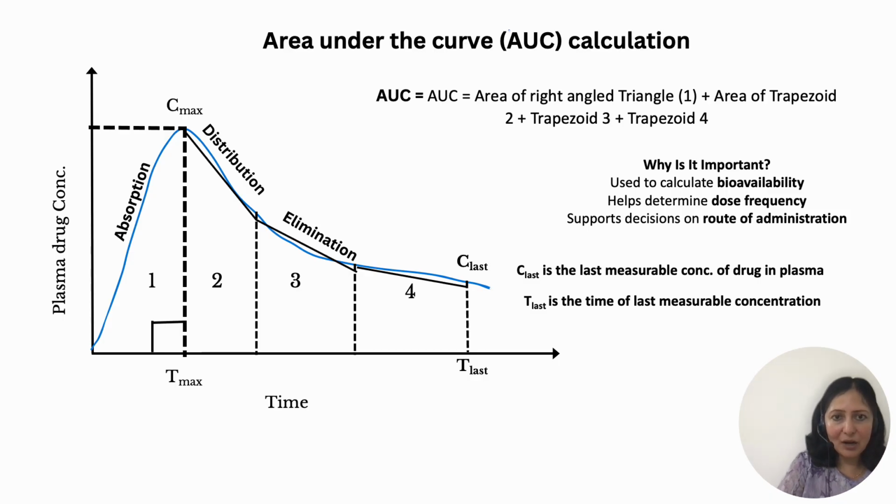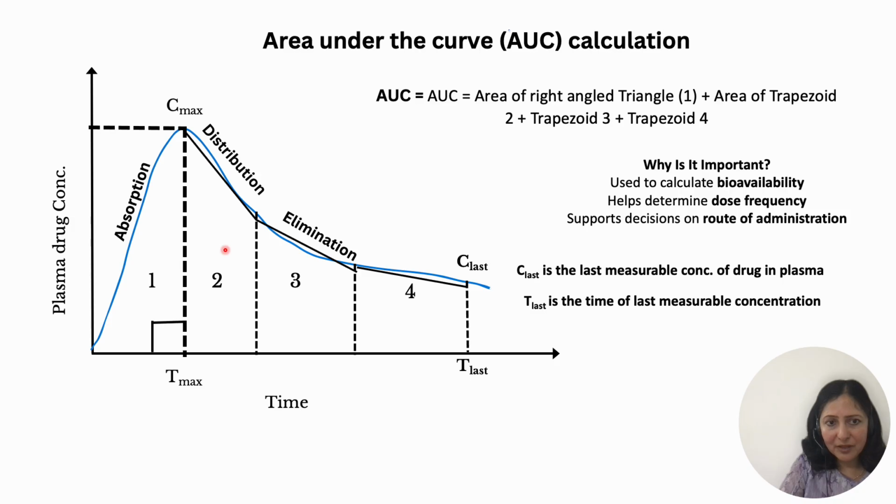Let's understand how area under the curve is calculated. For educational purposes, we can divide this PK curve into different segments: Segment 1, 2, 3 and 4. Segment 1 represents the absorption phase where the drug slowly rises in plasma and reaches Cmax. This can also be represented by a right-angle triangle.